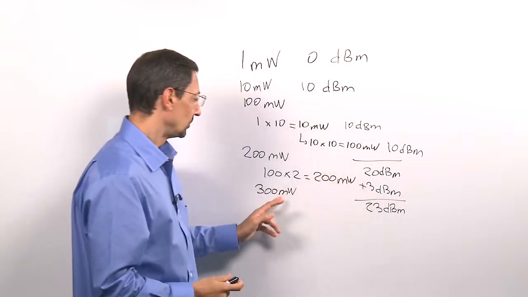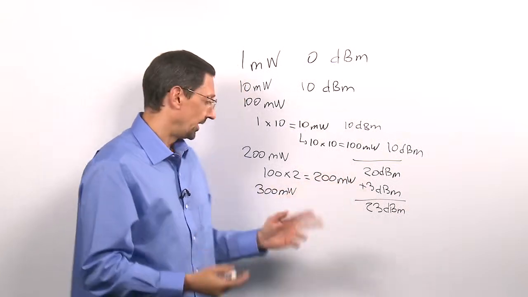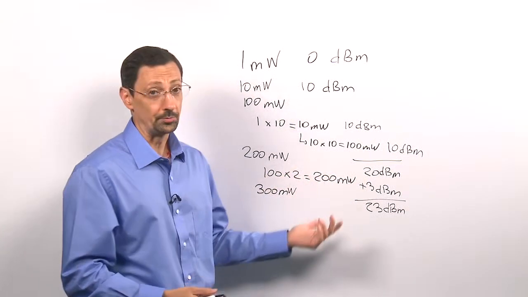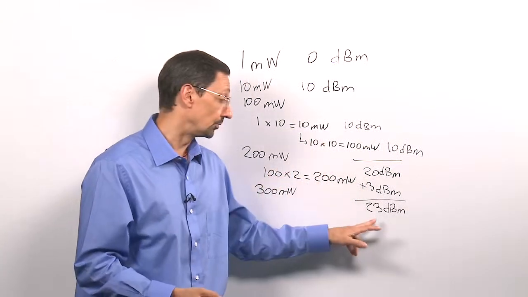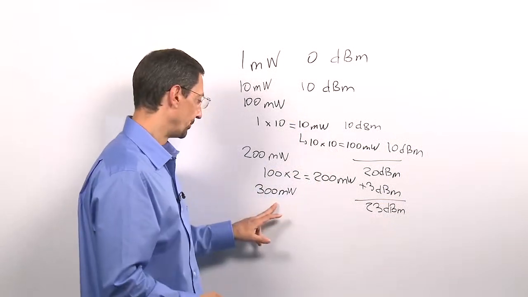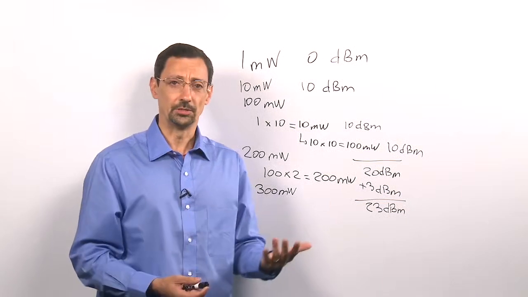Because if you start from 100, you can multiply by 2, okay, that's 200, but you cannot multiply that one by 2. You can get 400, and 400 would be, again, multiplied by 2, so that would be 3 more. That's 26 dBm. That's easy enough. But 300, that's somewhere in the middle.